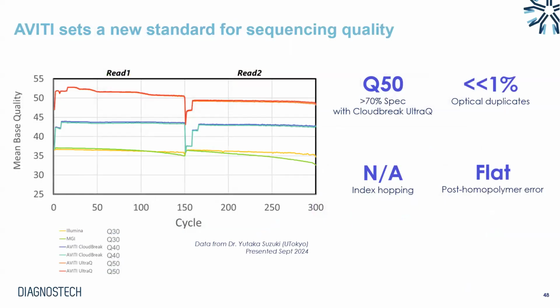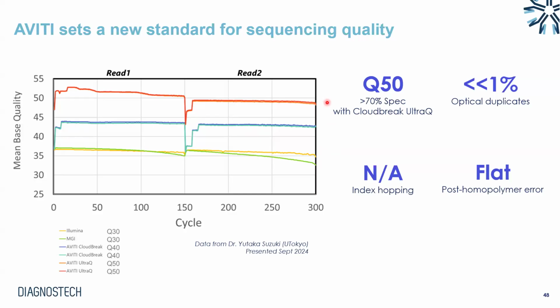Now going back to quality, this is some independent data from the University of Tokyo, and they are looking at the Q score per cycle, and they're comparing Illumina and NGI, which is in yellow and green over here, and then AVITI Cloudbreak, which is the two blues, and then AVITI Ultra Q, which is the red and the orange.